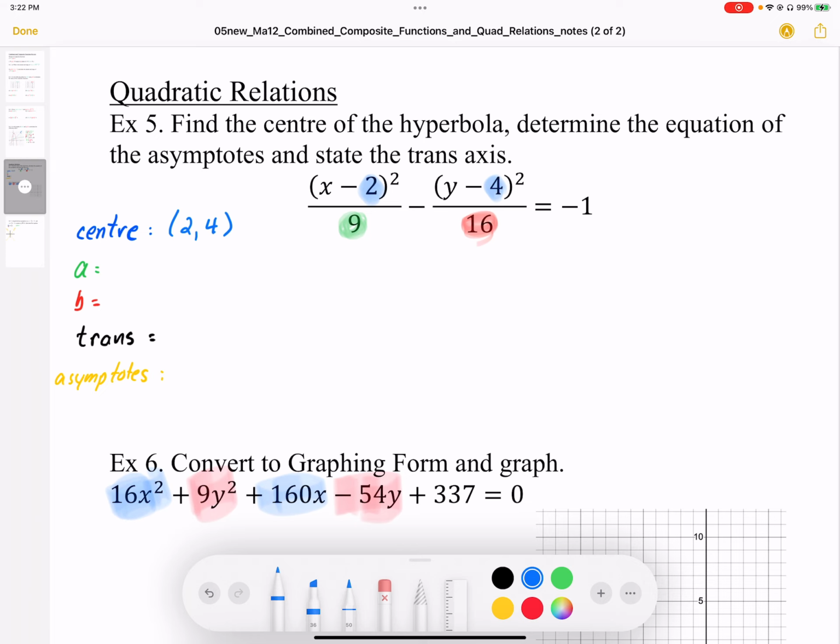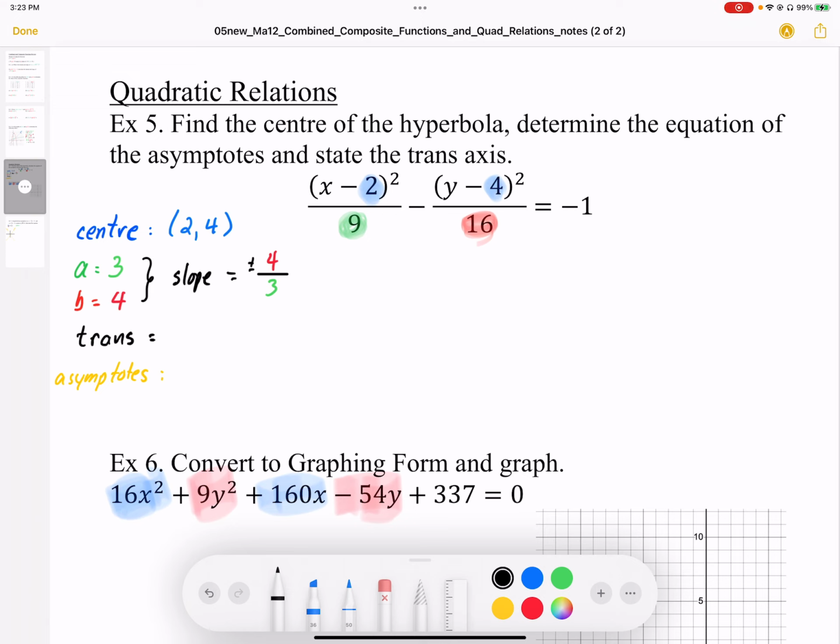For the asymptotes, we need to figure out a and b so that we can get the slope. So looking at a squared is 9, so that makes a equal to 3. B squared is 16, so that makes b equal to 4. And that makes my slope then, when I put these together, the slope is going to be equal to b over a. So rise over run. Okay, and that's going to be plus minus 4 over 3.